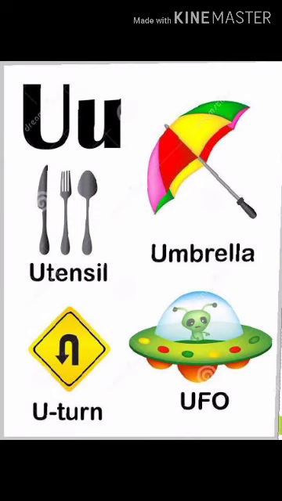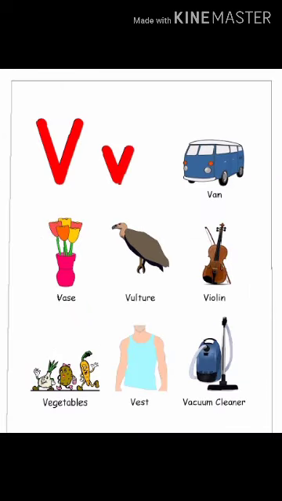The next letter is V. V, van. V, vase. V, vulture. V, violin. V, vegetables. Vegetables give us energy. V, vest. V, vacuum cleaner. All pictures related to the letter V.